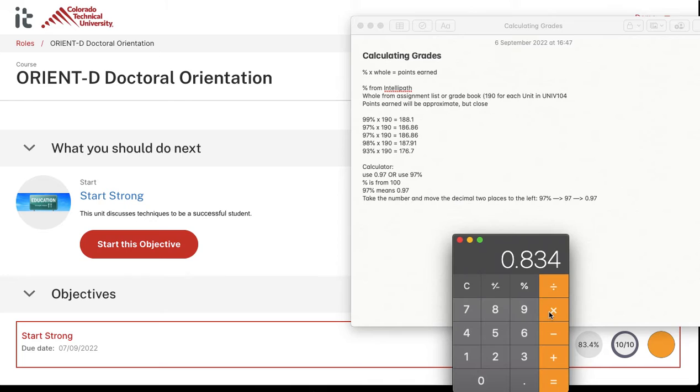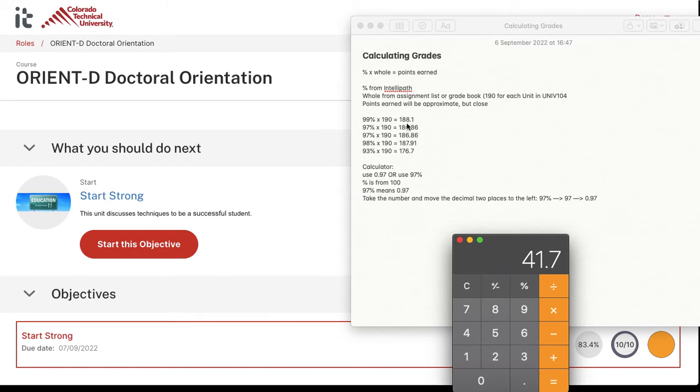We can use that percent times the whole. So that's 50 whole points, right? So we're going to multiply it by 50 for this example. And that tells us that this example student earned 41.7 points. Because it's yellow, we know that they could go back and do a little more work if they wanted to.